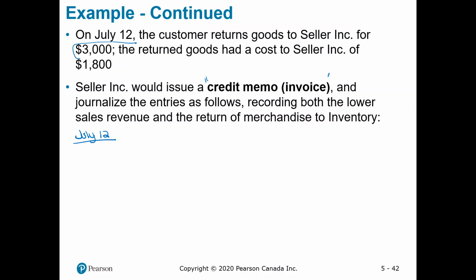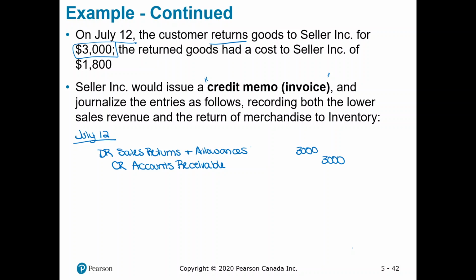So first off, they're returning us goods that have a selling price of $3,000. So they've returned them to us. So here we're going to record that return. But as I said, we're not going to use the sales revenue account. We use this new contra account. So we debit sales returns and allowances. And it's the $3,000 amount because that was the selling price. And since this customer's returned these goods, they're no longer going to pay us for them. So we also need to reduce our accounts receivable. So we credit accounts receivable to reduce it by $3,000. So that's the first part.